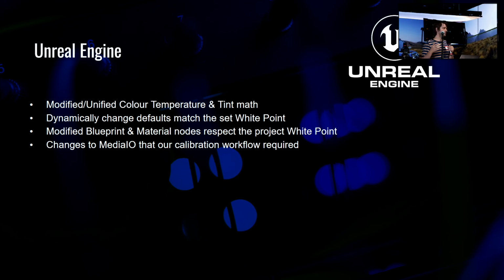But things that we needed to do was modify how color temperature and tint work within Unreal Engine. There were many different algorithms that existed in many different places that weren't exactly accurate, and when used together, produced results that are not ideal. And having accurate control of color temperature, as I'm sure everybody here knows, is very important. So there were a lot of places that we needed to handle that.